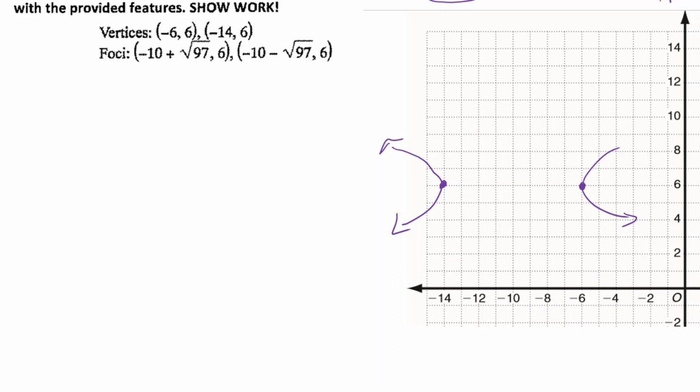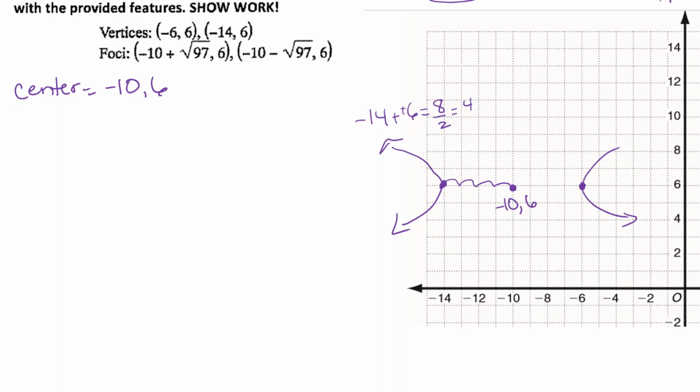All right, and so I can easily find my center. So I can just say negative 14 minus negative 6, so that's plus, so that's going to be 8 divided by 2 equals 4. I could have counted 1, 2, 3, 4. All right, so I can see that my center point is going to be at negative 10, 6. So center is at negative 10, 6.